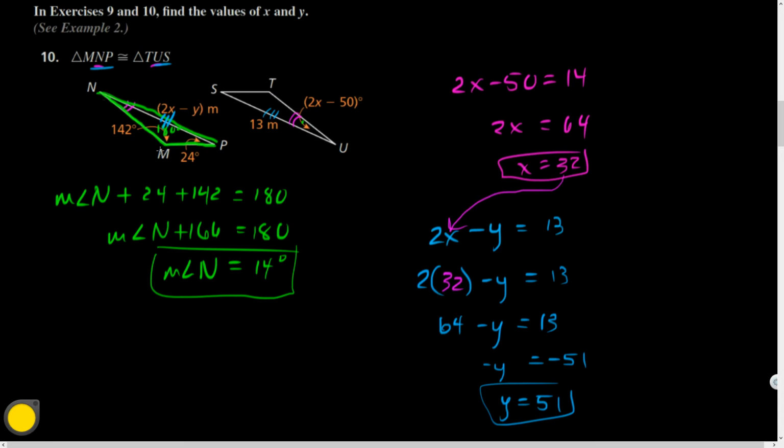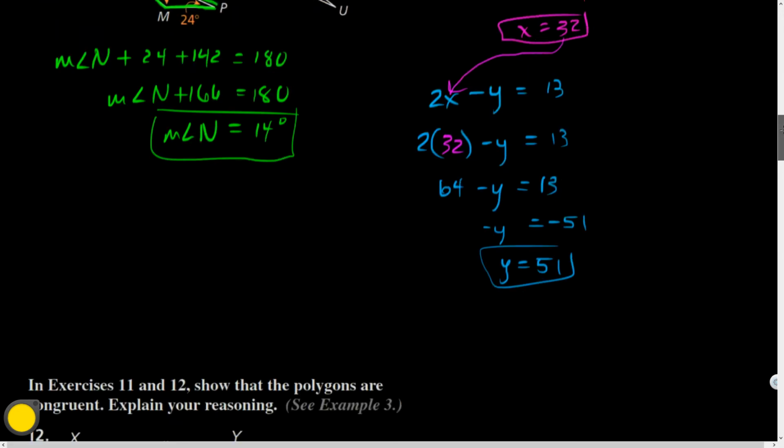I was using the fact that corresponding parts of congruent figures are congruent in order to make those claims. This was triangle sum, and then I knew that this angle and that angle were congruent.